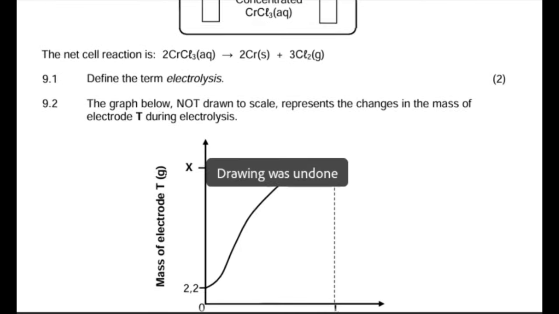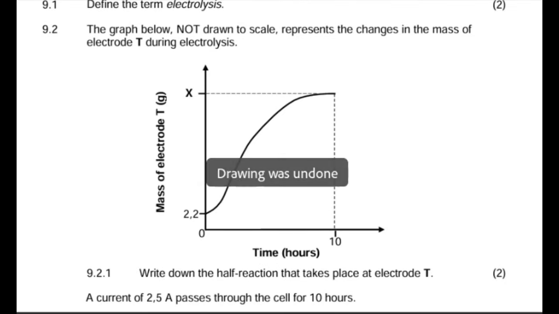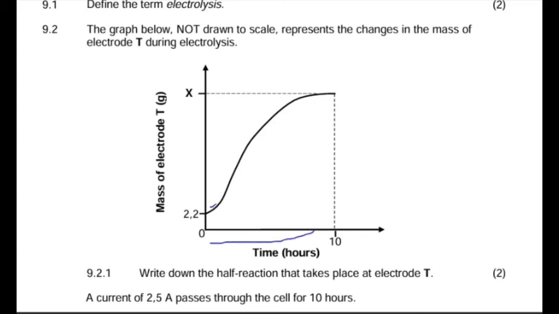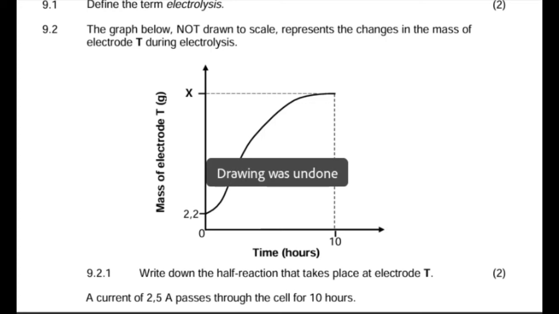Now notice that as time proceeds, the mass is actually increasing, right? So what do you think? Is it the anode or the cathode? It has to be the cathode because mass is gained at the cathode, right? So that's how it is. Mass is gained at the cathode.